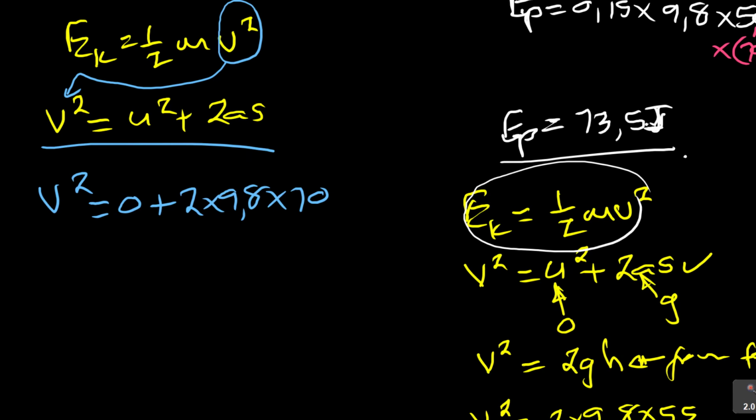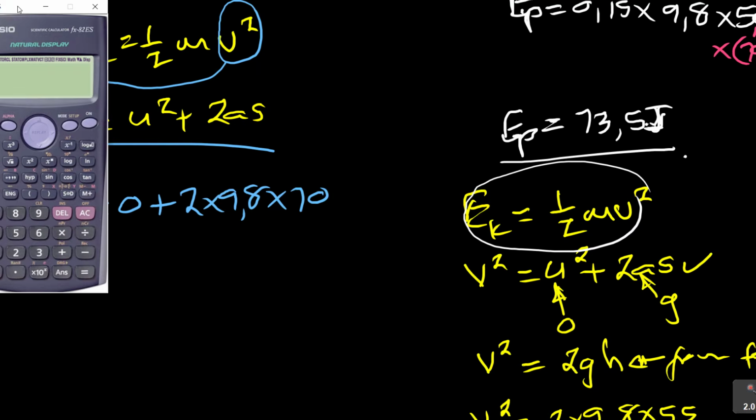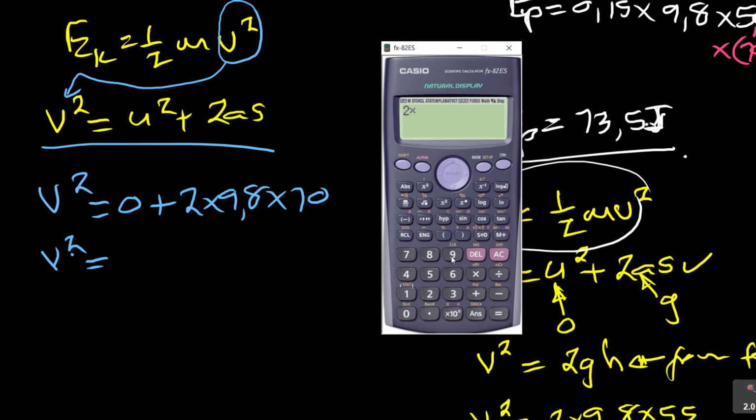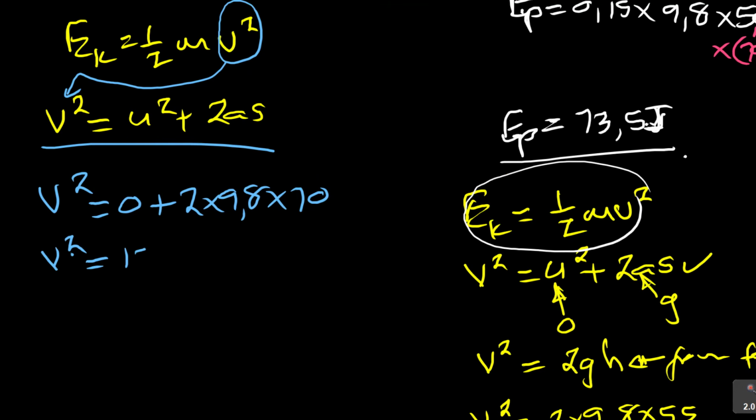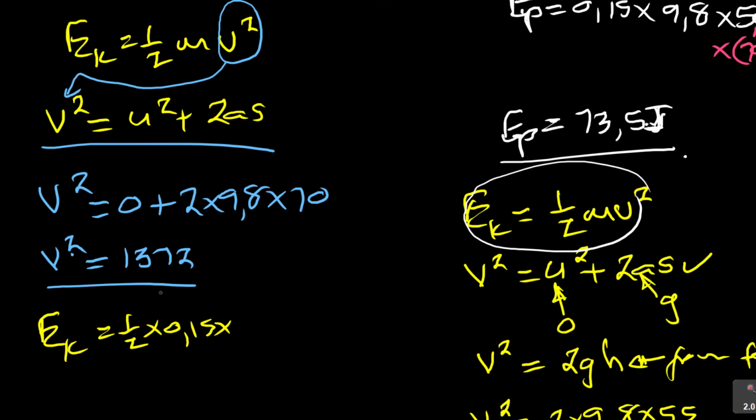So that is my v squared. My v squared is equal to 2 times 9,8 times 70, and then it gives me 1372. That is my v squared. Then I take it there in the kinetic energy. Ek is equal to half times 0,15 times the v squared, which is 1372. You don't need to square root here because you'll need it again, you see. That's why I avoided that.